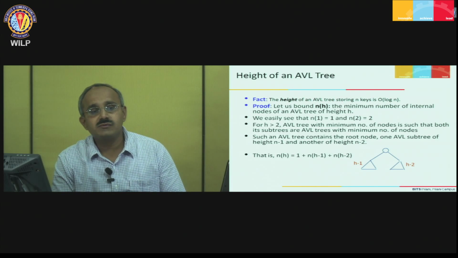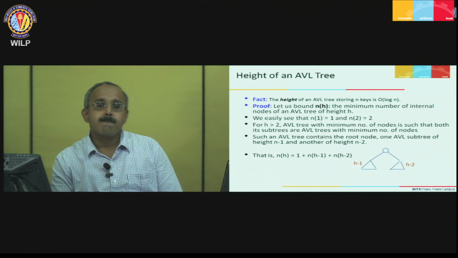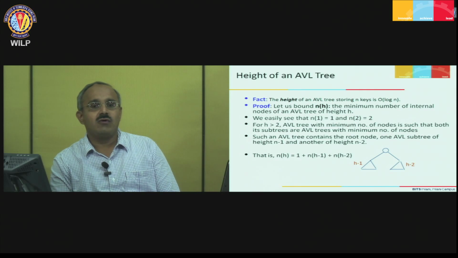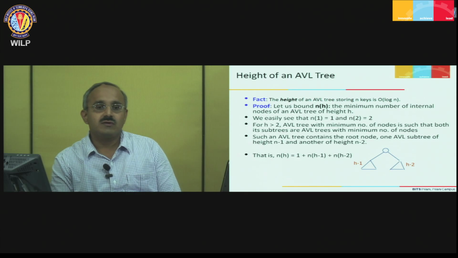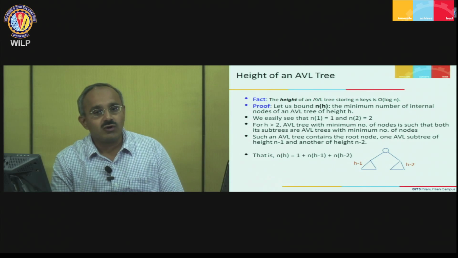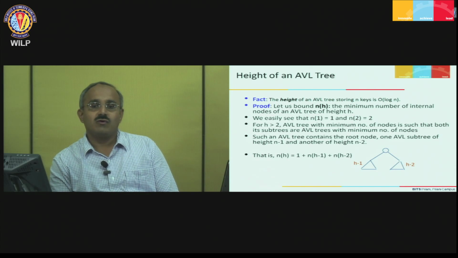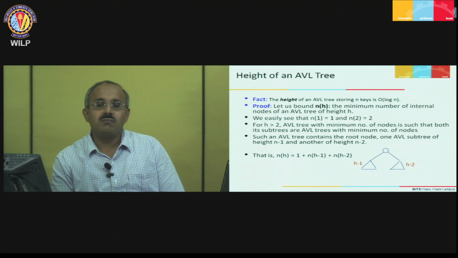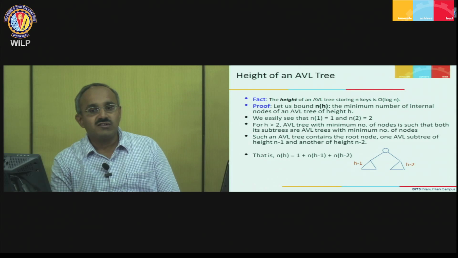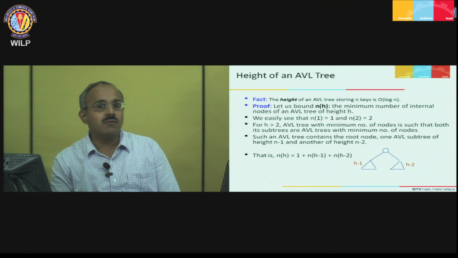Now, let us look at a tree whose height is going to be bigger than 2. Any AVL tree of height h bigger than 2 with minimum number of nodes is going to be a tree such that the left subtree and right subtree are also AVL trees with minimum number of nodes. So, what we are saying is for h bigger than 2, an AVL tree with minimum number of nodes is such that both its subtrees are AVL trees that we have already observed, and they also have minimum number of nodes.